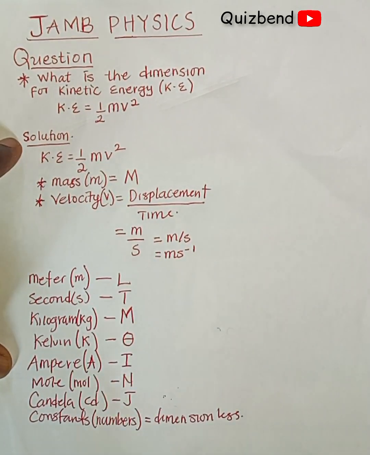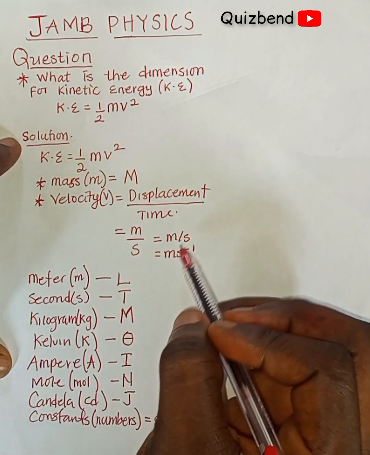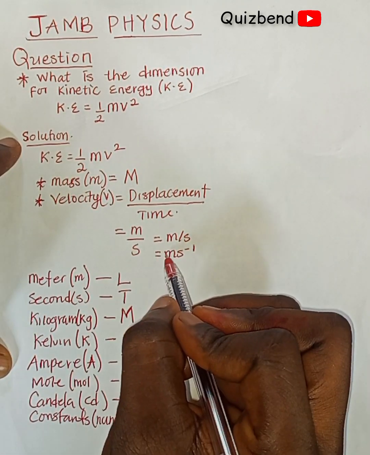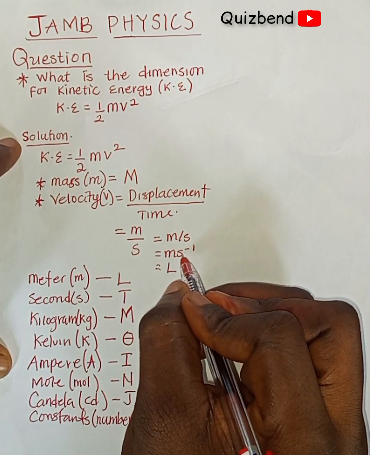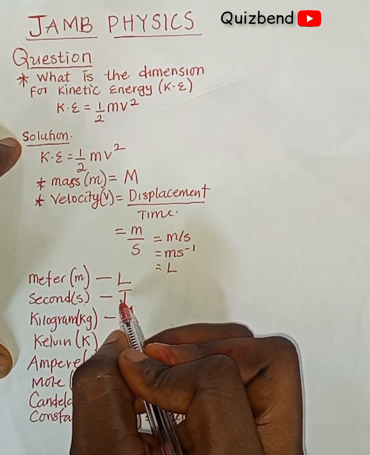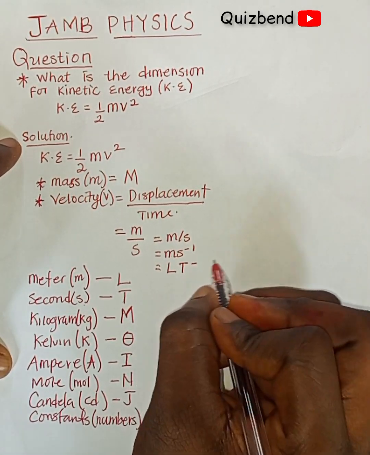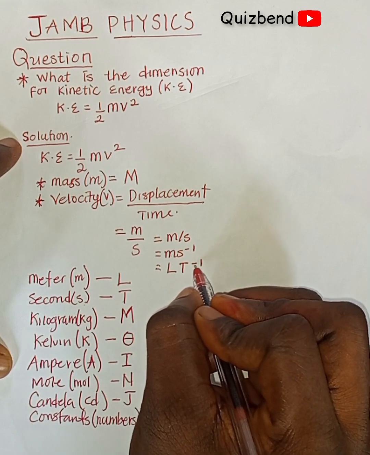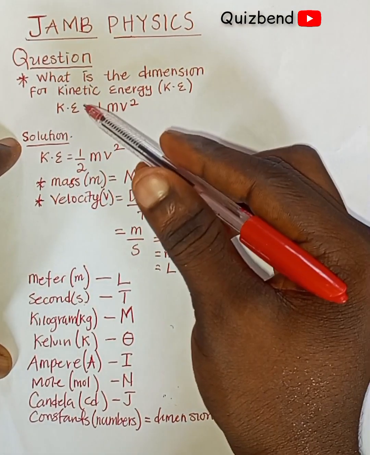Let's continue, guys. So from here we can determine the dimension for velocity. Where we have m, which is meter, the dimension is L. Then for s, the dimension for s is capital letter T. And remember, s was raised to the power of -1. So the dimension for velocity is LT raised to the power of -1.